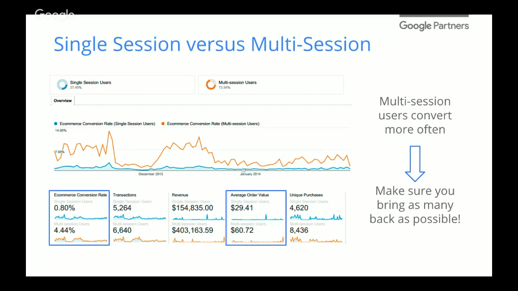So this, more than anything, is an indicator that you should be bringing back as many people as possible. Because for me, the average order value really stands out, showing that people who come back, maybe go away, do a bit of research, and come back, are at least twice as valuable, or make purchases that are two times the size of one interaction users.